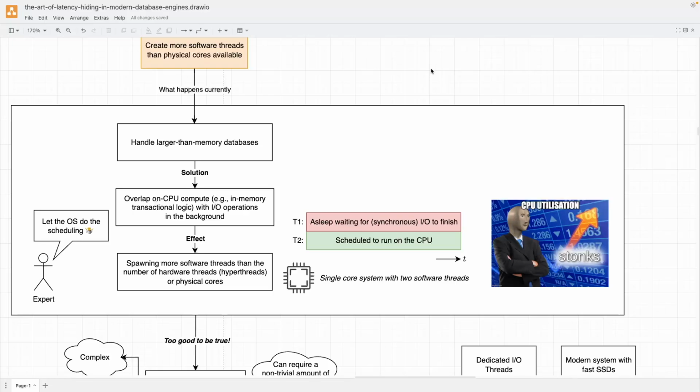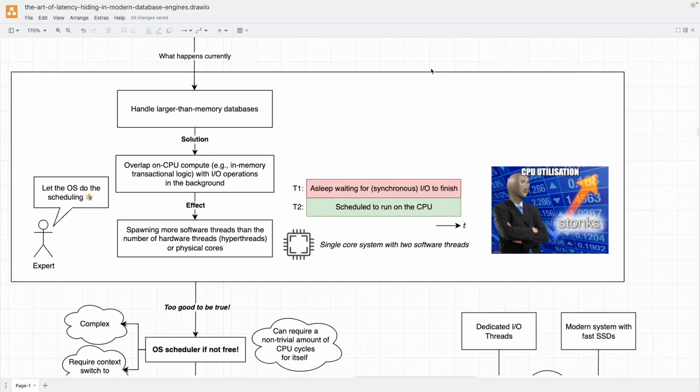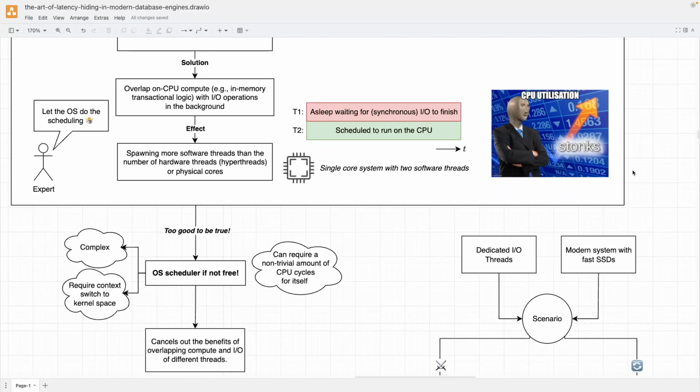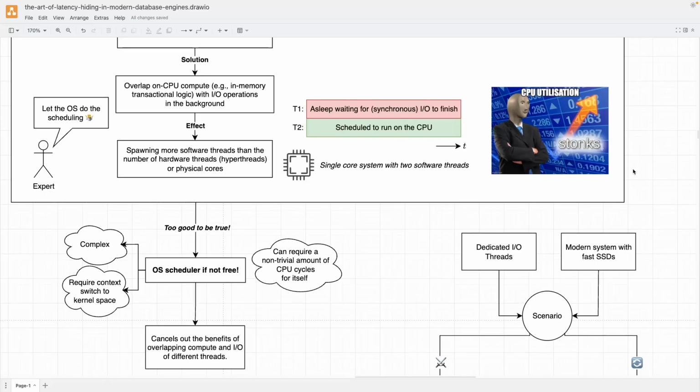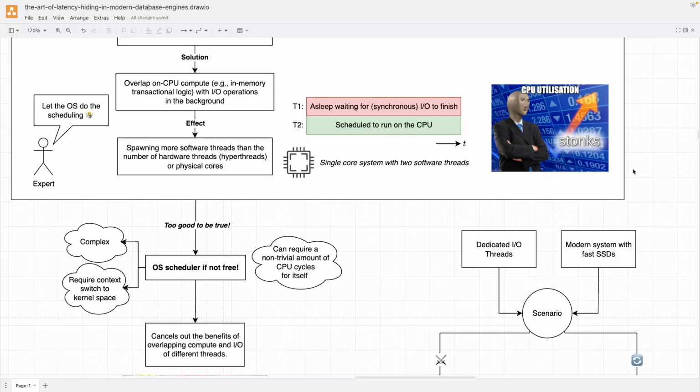But the problem is that the OS scheduler is quite heavy. And because it's quite heavy, it adds its own latency, its own waiting time. So overall, in terms of saving time or speeding things up, you're at a total loss. The system actually slows down, or you don't get any performance improvement at best.